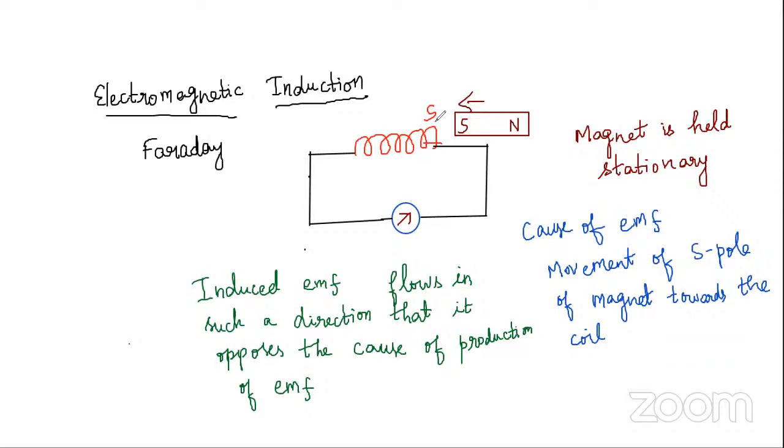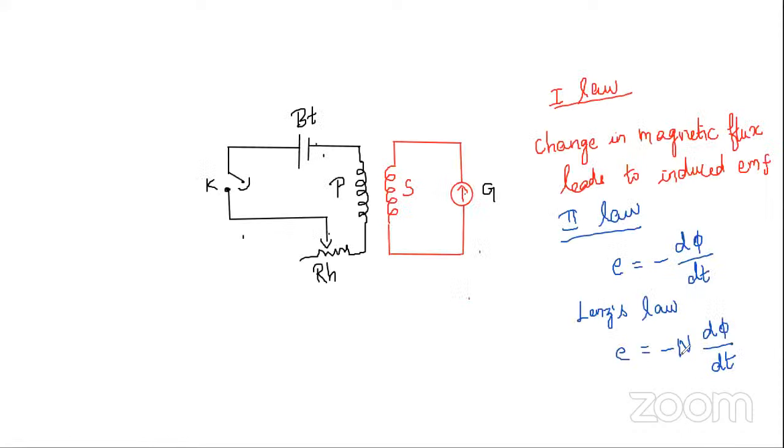So this is called Lenz's law. In this way, Lenz, the scientist, explained why there is a negative sign here. The negative sign means the EMF flows in one direction while the rate of change of magnetic flux is in the opposite direction. That is the meaning of Lenz's law. In this way, Lenz has explained everything.